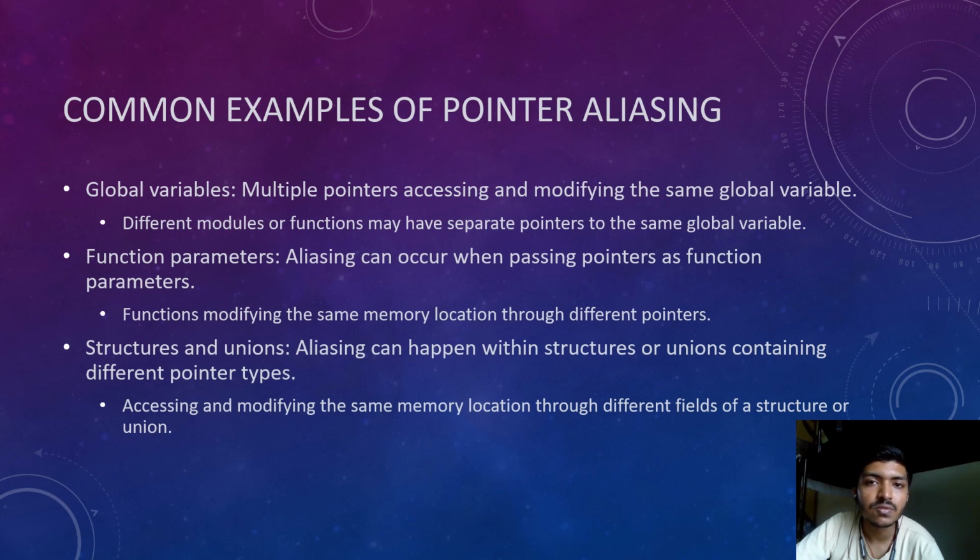The second one is function parameters. Aliasing can occur when pointers are passed as function parameters. Functions modify the same memory location through different pointers. The third one is structures and unions. Aliasing can happen within structures or unions containing different pointer types, accessing and modifying the same location through different fields of a structure or union.